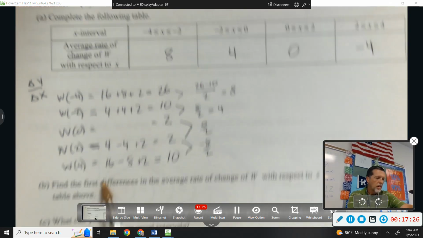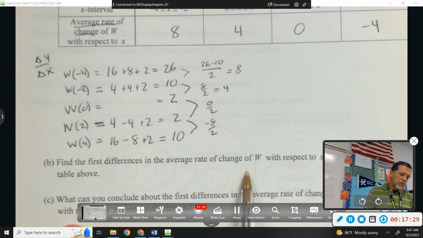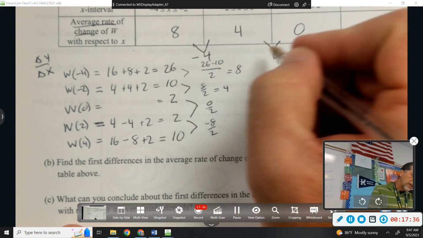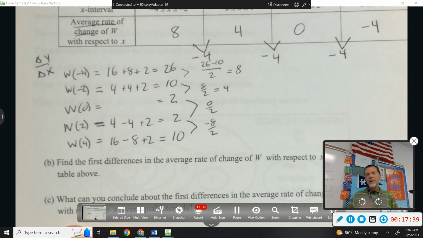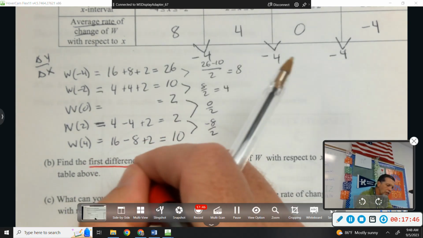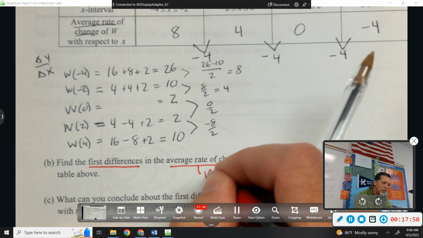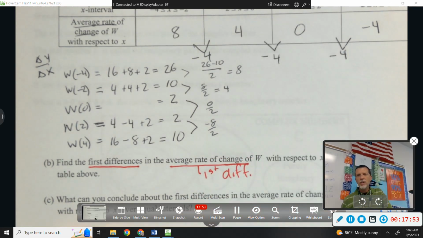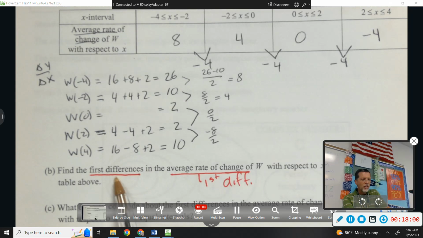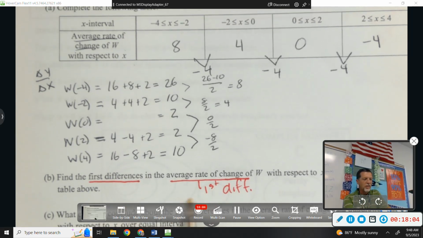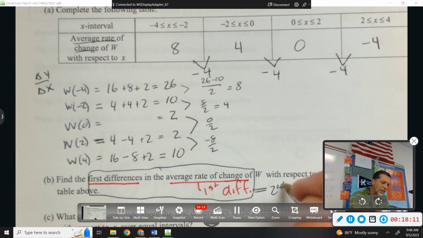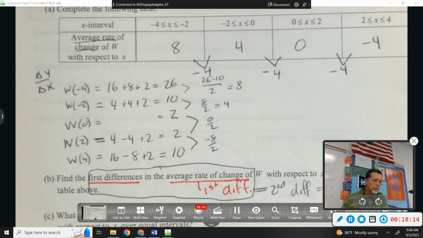Part B. Find the first differences in the average rate of change. Okay. 4, 4, whoops. -4, -4, -4. Like, how do I get from one to the next? I subtract 4. I don't like how that's worded, but it's a first difference in the average rate of change. But the average rate of change is already a first difference. So that's misleading to say that the first difference is -4. You have to say the first difference of the average rate of change is -4, which means the second difference, the first difference of a first difference, is a second difference. That equals -4.